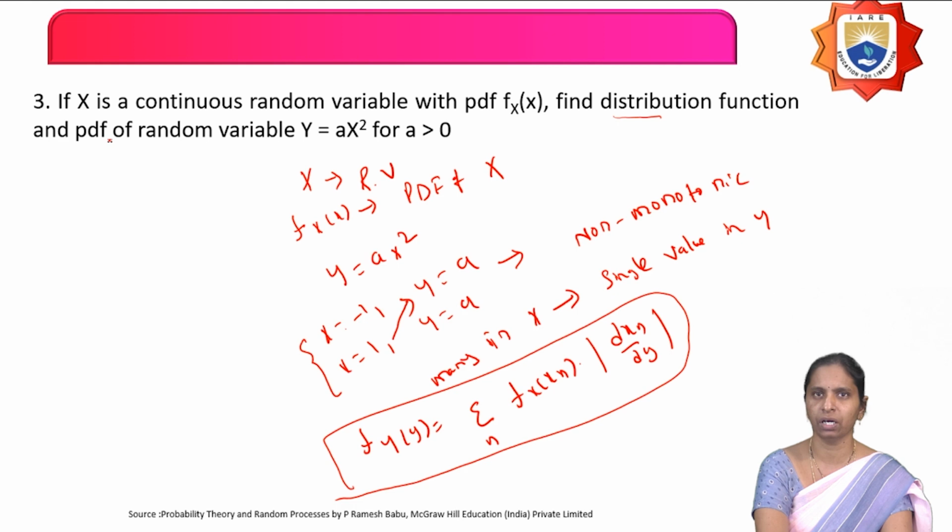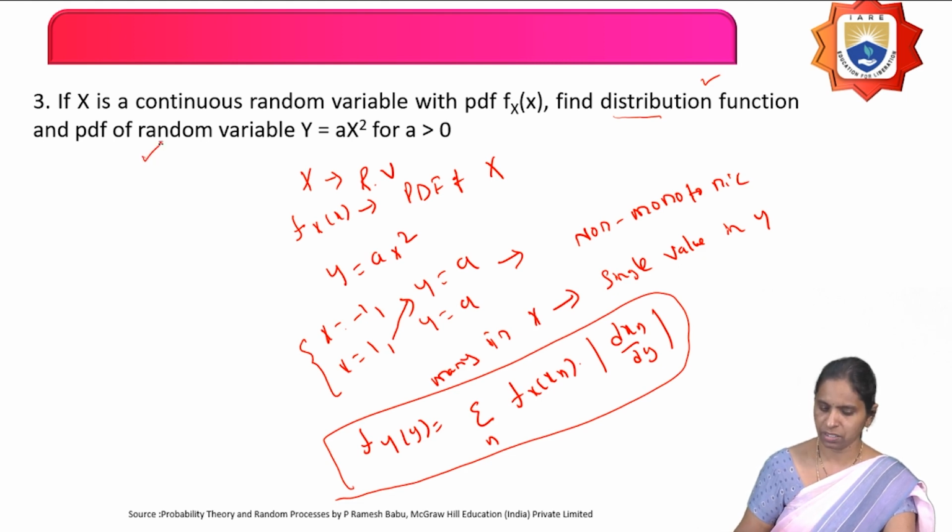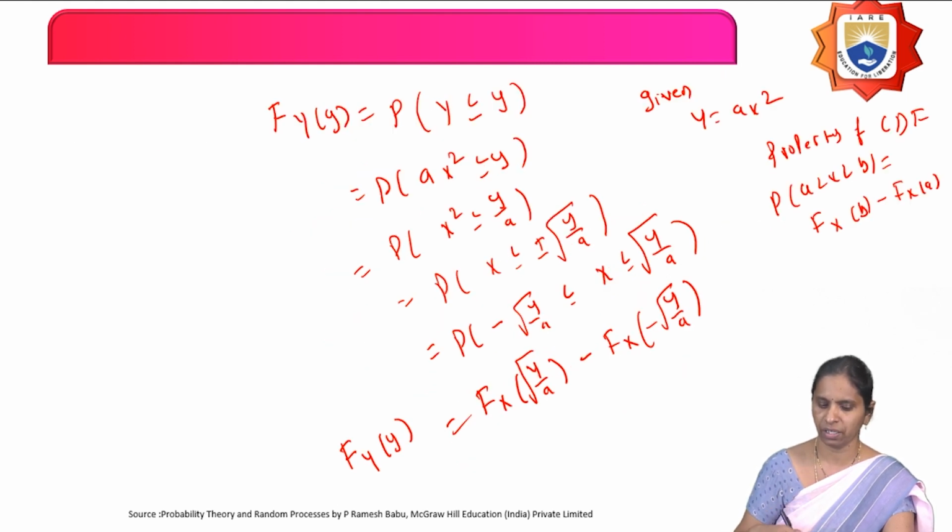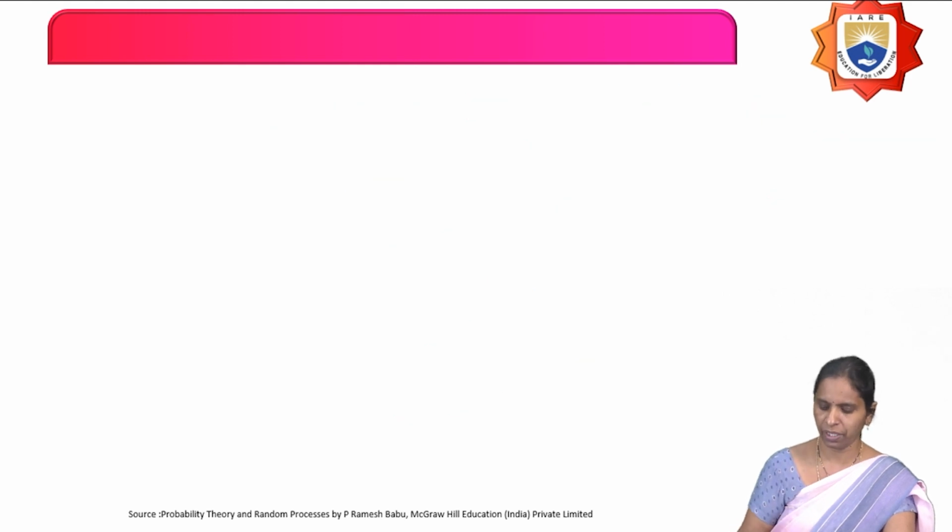You have to calculate the probability density function of the random variable also. So you have to calculate the distribution function, and now you have to calculate the density function of the transformed random variable also. So you can find out in two ways.